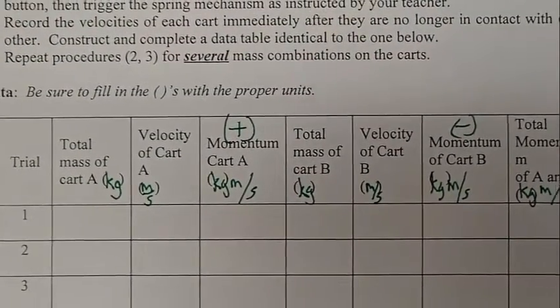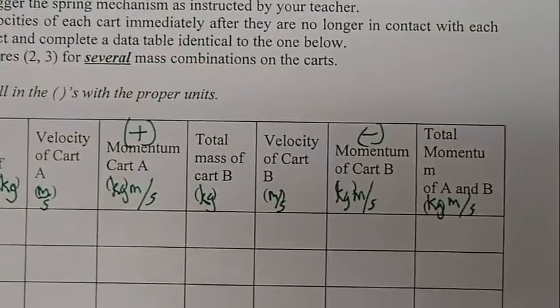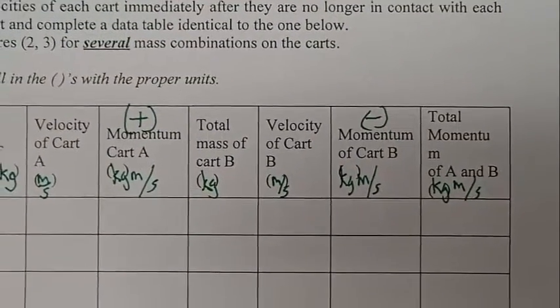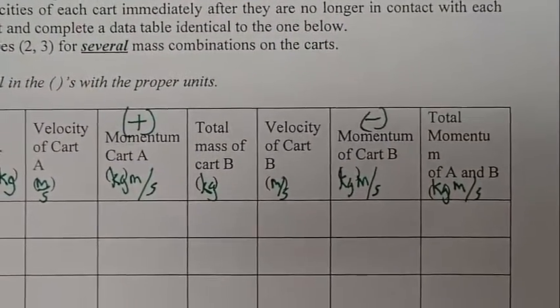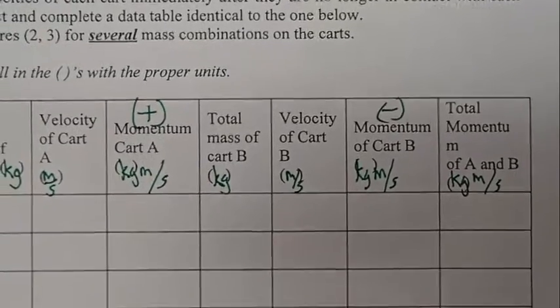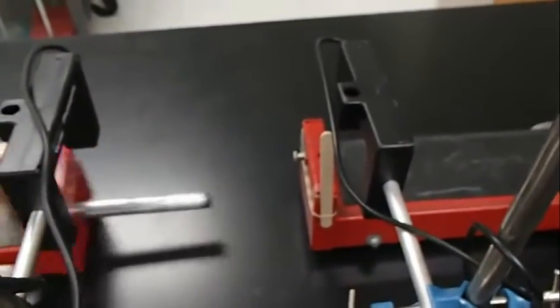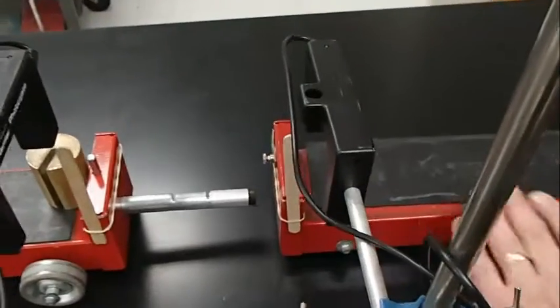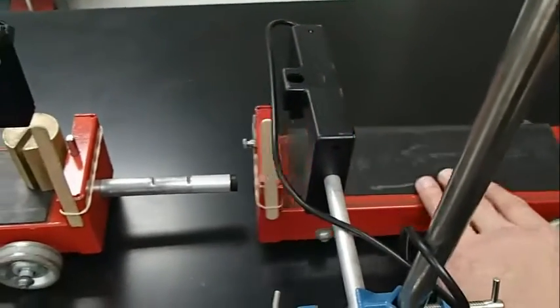Notice that because momentum is also a vector quantity, one momentum would be positive, one momentum would be negative, so you're adding together a positive and a negative vector quantity. Therefore, when you set up your lab, like so, one of the carts will be moving in the negative direction, and one of the carts will be moving in the positive direction.